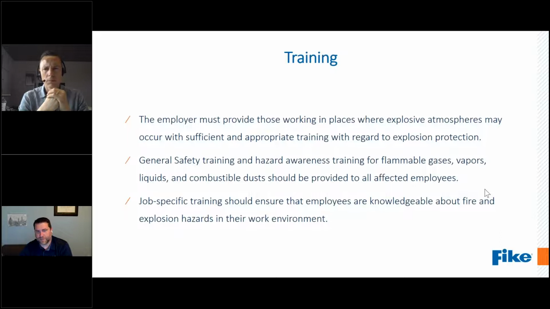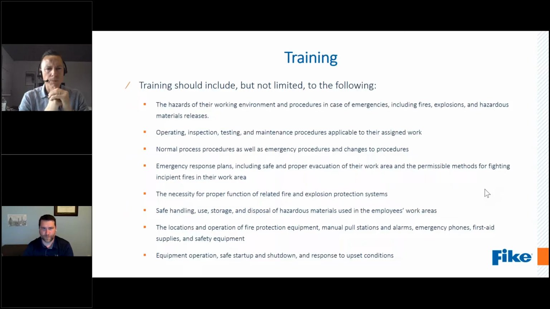Then you'll get to job-specific training, so ensure that the employees are knowledgeable about fire and explosion hazards in their work environment. That's going to get into what they need to know specifically to do their job safely. So here are some items it should include. You should include the hazards of that environment and procedures in case of emergencies. So obviously including fires and explosions, but also what about hazardous material releases? Include that as well if that's applicable to where you are.